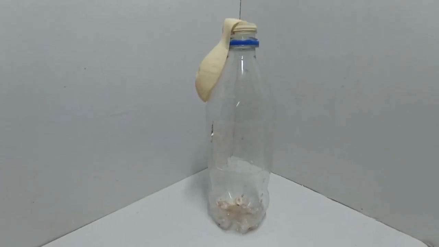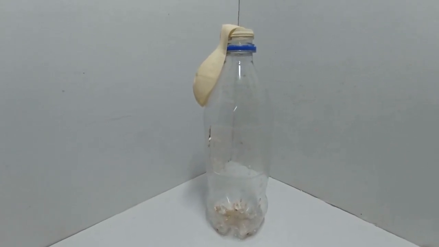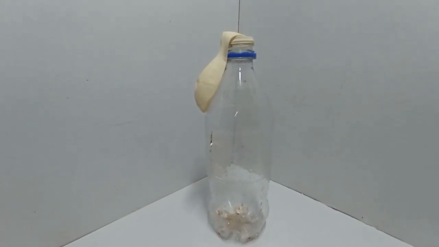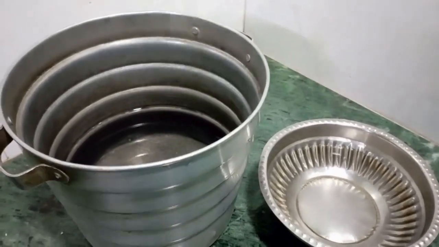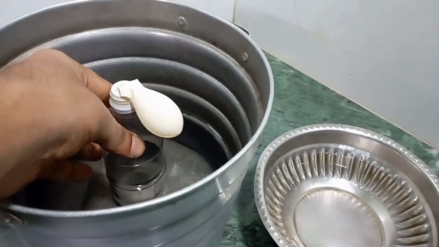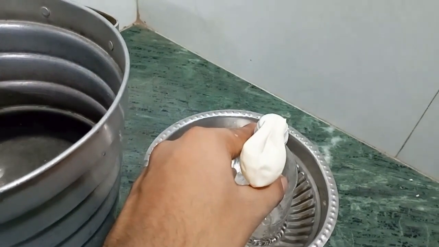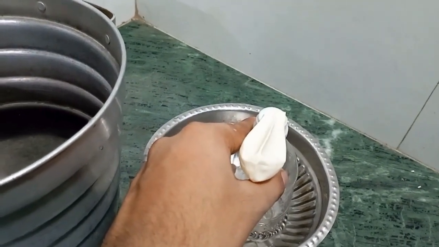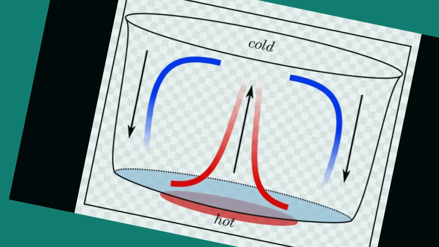So, was the bottle actually empty? Wrong. This bottle is filled with air, and air acts differently at different temperatures. When we immerse the bottle in warm water, the air in the bottle heats up and rises, which causes the balloon to inflate. Cold water causes the air to condense and sink down, which deflates the balloon. This happens due to convection, which causes warm air to rise and cold air to sink.